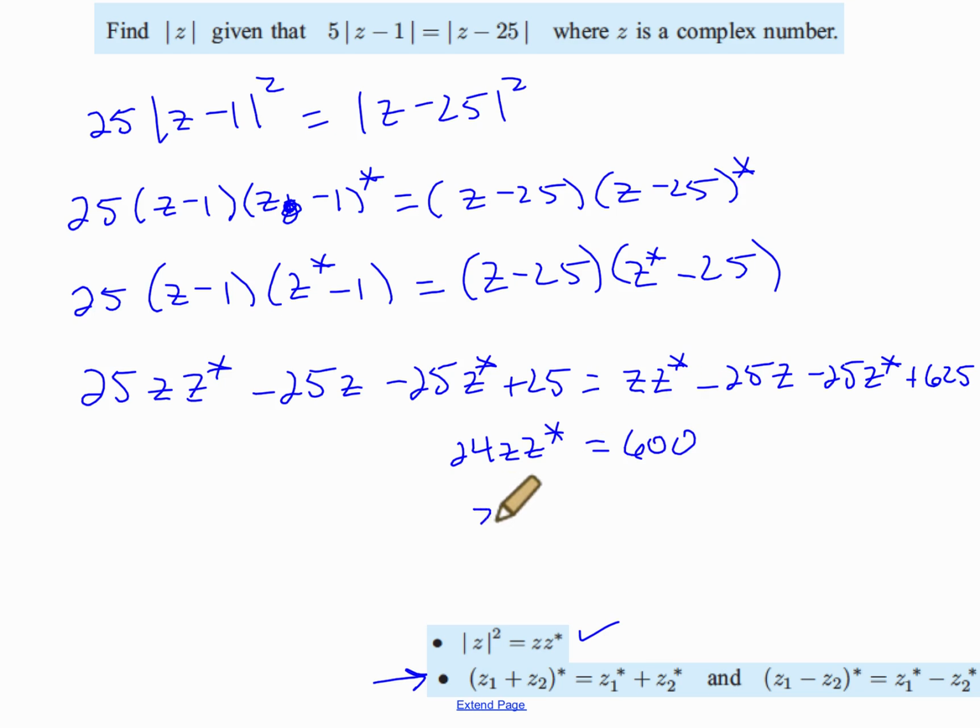So zz* is equal to 25. And zz* is equal to mod z squared from this property right here. So that is equal to 25, which means if I take the square root of both sides, mod z is equal to 5. Nice little algebraic problem using some properties. And we know it's equal to 5 because we know that mod z must be greater than 0.